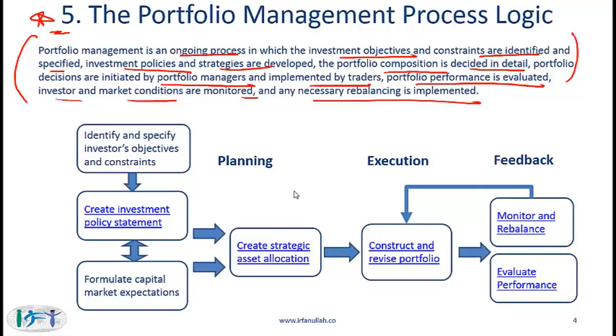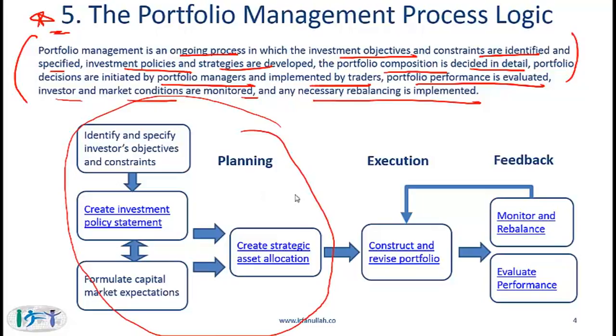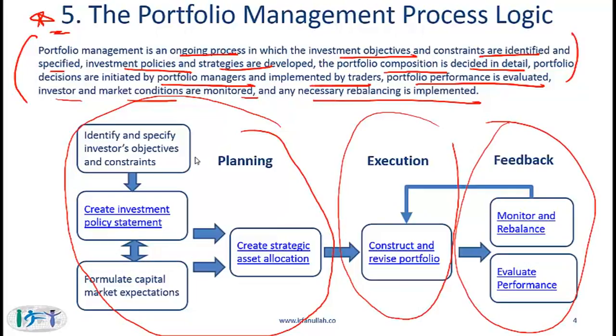Now let's look at the process. Broadly speaking, like any other process, we have 3 stages: planning, so these items fall in the planning stage, then we have execution and feedback. Let's start with planning. In planning, the first thing we need to do is identify and specify an investor's objectives and constraints. And this will be covered in detail in section 6. All we'll say right now is that the output from this activity is an IPS. So the action is create an investment policy statement.